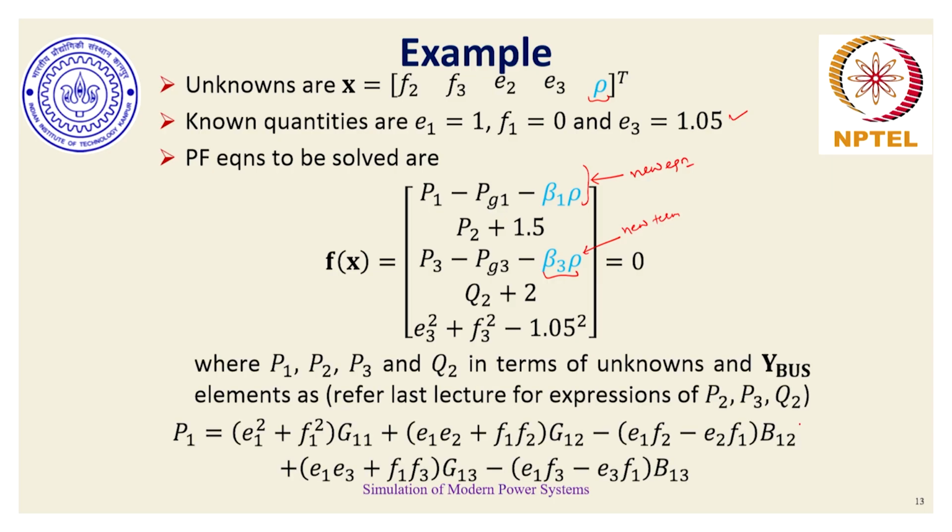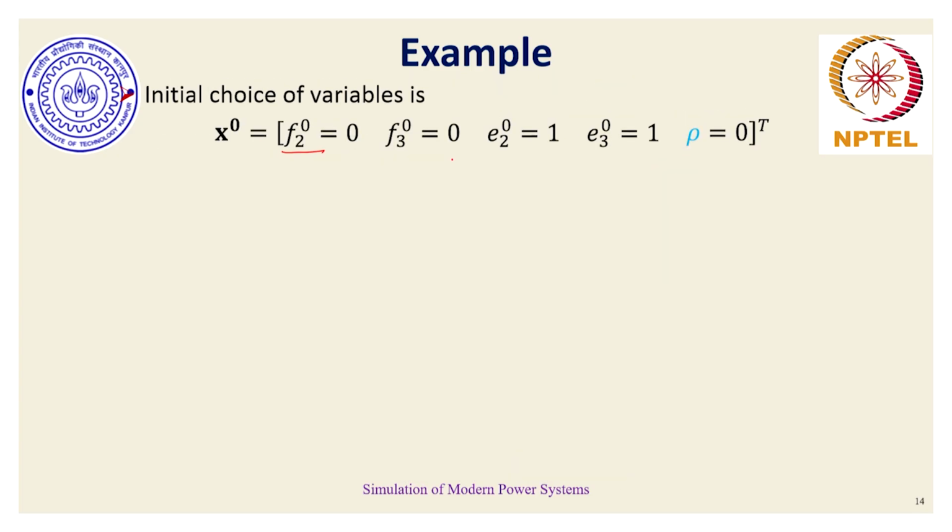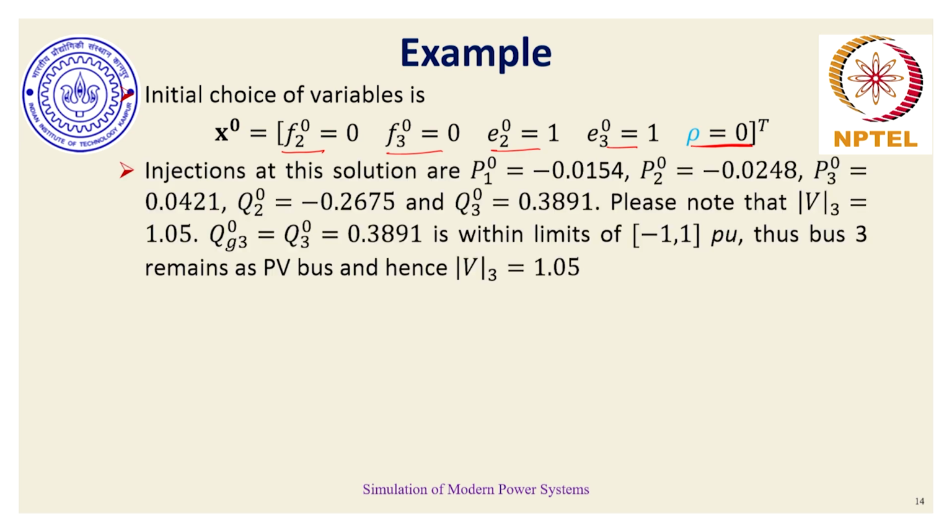The expression of P1 has been given here. For expressions of P2, P3, Q2, please refer to the last discussion slides where you would find details. Please cross-check that these expressions are correct and consistent. Given the initial choice of variables, which is similar to what we saw for the previous case, I can easily choose this to be 1. I can also choose the mismatch to be a 0 element, although I can choose any other random value of rho also, but that is not so important.